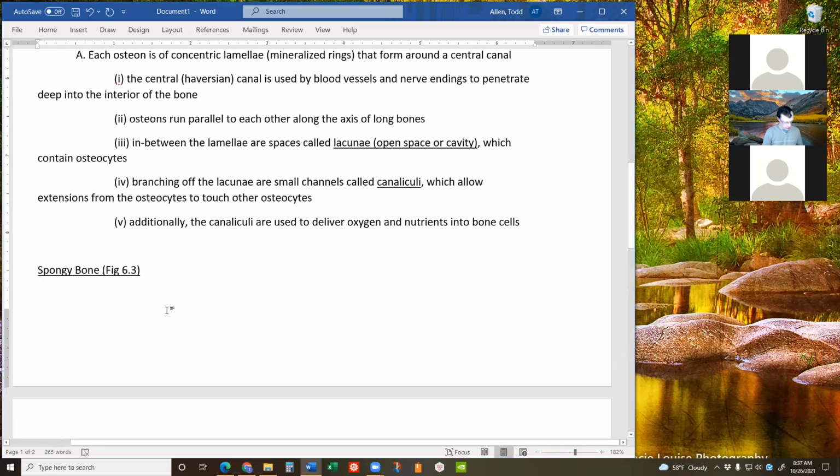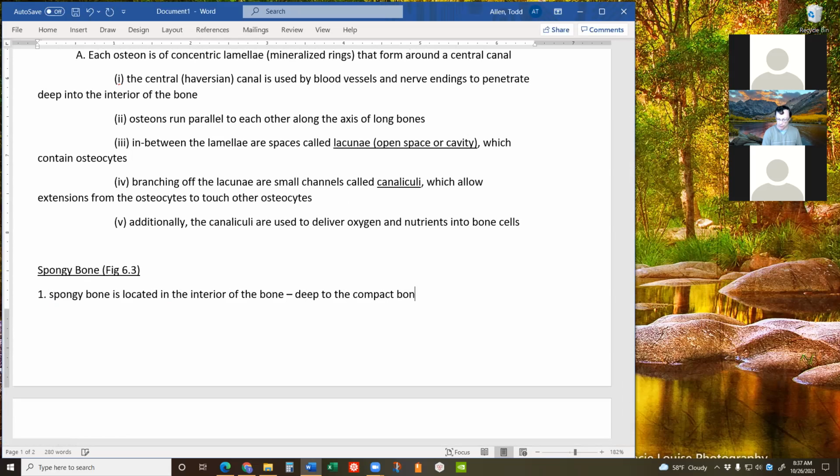All right. So number one, spongy bone is located in the interior of the bone, deep to the compact bone.